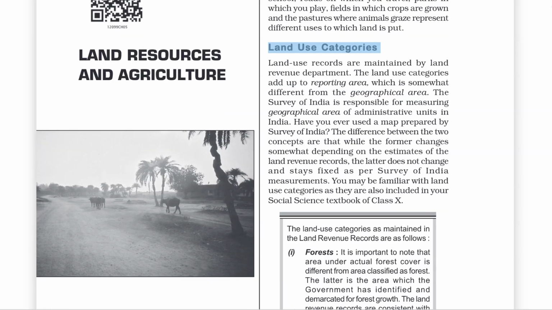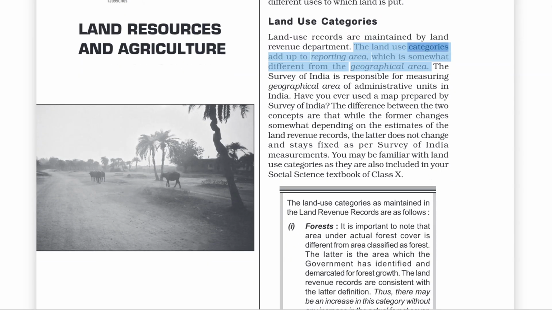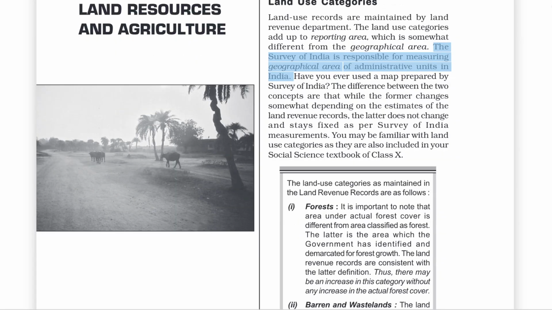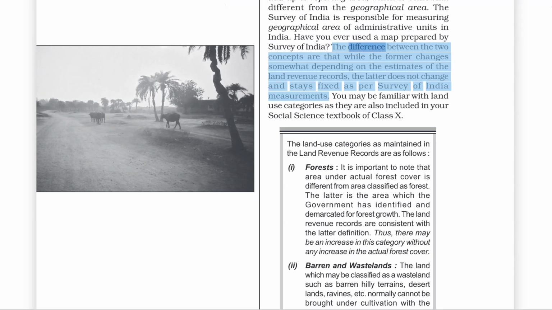Land use categories. Land use records are maintained by the Land Revenue Department. The land use categories add up to the reporting area, which is somewhat different from the geographical area. The Survey of India is responsible for measuring the geographical area of administrative units in India. Have you ever used a map prepared by Survey of India? The difference between the two concepts is that while the former changes somewhat depending on the estimates of the land revenue records, the latter does not change and stays fixed as per Survey of India measurements.